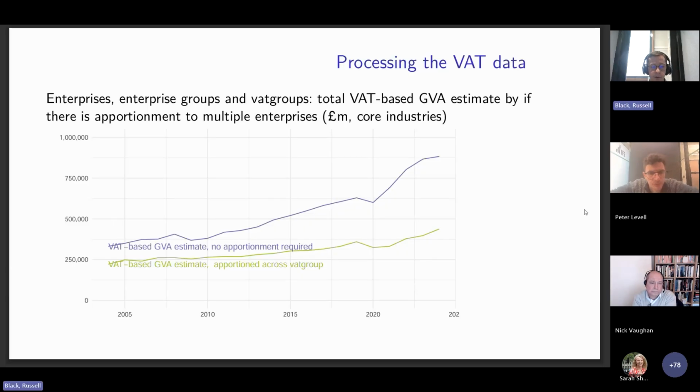I mentioned enterprise group apportionment. This is becoming less of a problem over time, but just to show you that it is still a substantial number of data from the VAT system that we're getting. This is based on enterprise groups and not on individual companies. The apportionment required is still a substantial fraction.